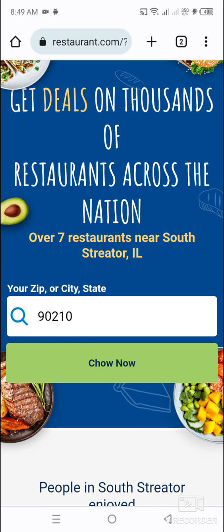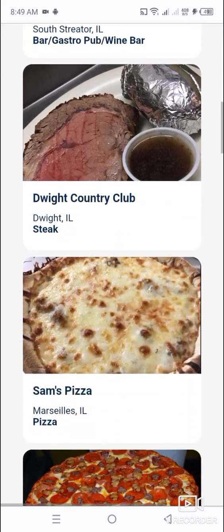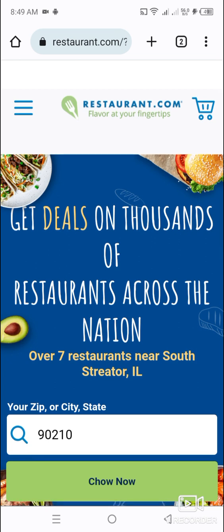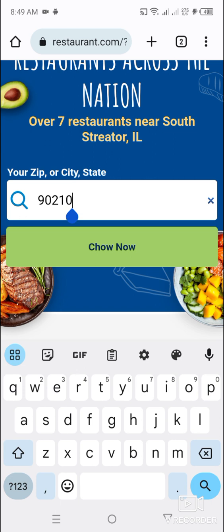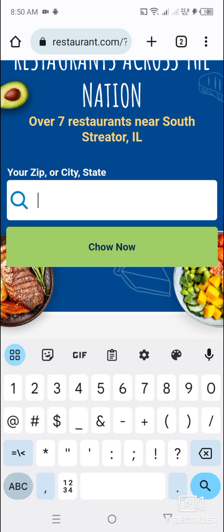So here we are on the landing page of restaurant.com, guys. This is basically how the landing page looks. I'm using my mobile, so it might not be the same appearance as when we are looking on a computer. We can see here the search bar, and for purposes of example, I'm going to be using a zip code to search for restaurants. Let me type in a specific zip code here, say for example 90210. So 90210 is the zip code for Beverly Hills in California.